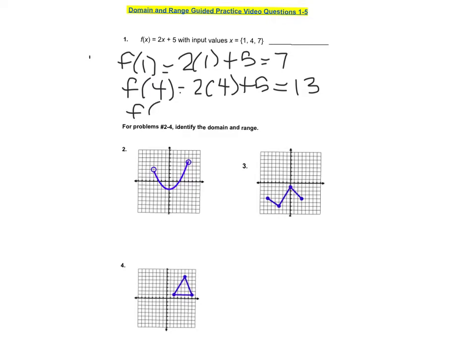Next, f of 7 equals 2 times 7. 7 times 2 is 14 plus 5 equals 19. So therefore, your output values are 7, 13, and 19.